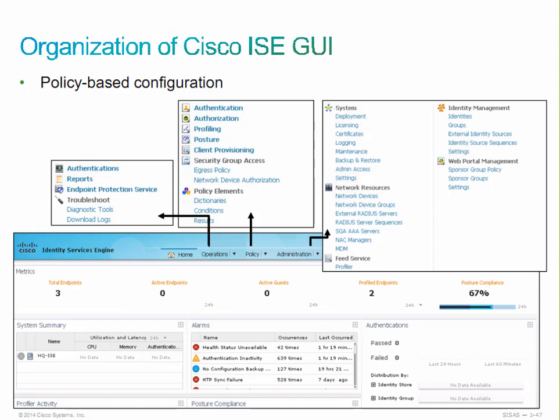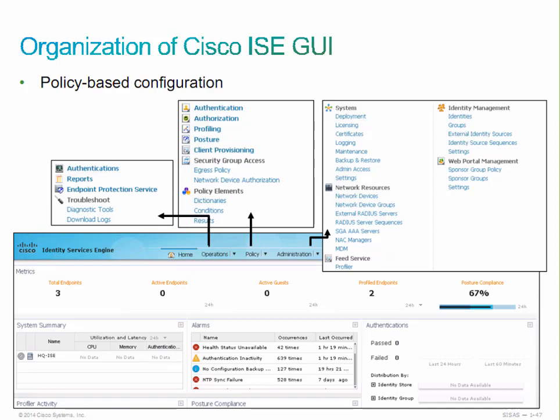Now, once you get in, the GUI itself has essentially 4 major functions. You've got your home screen, which is like your little dashboard, and it can give you the status of the platform, what's going on with the platform at that particular time, how many guests you have, how many total endpoints have been authenticated, how many profiled endpoints, posture compliance, etc. Just like any security appliance, we have the GUI that provides us that functionality.